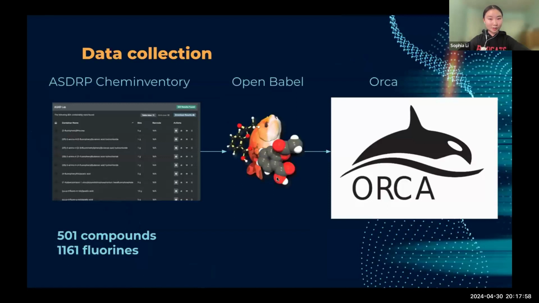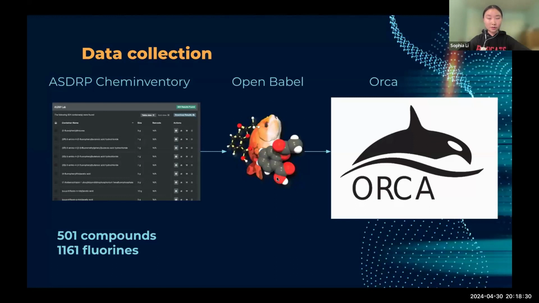All right, so let's jump right into our methodology. We start off with data collection. Our data, at its essence, comes from ASDRP's chem inventory. We extracted 501 fluorinated compounds by their SMILES strings, or one-dimensional representations. We then converted these 1D representations into initially optimized 3D representations using OpenBabel's Monte Carlo conformer search method with molecular mechanics. After we have an initially optimized 3D structure, we further optimize it using ORCA.